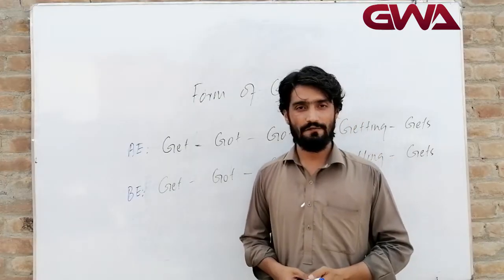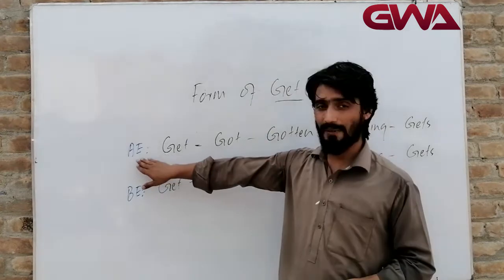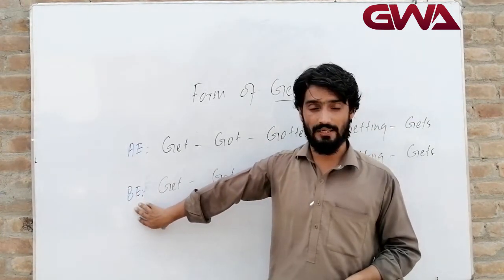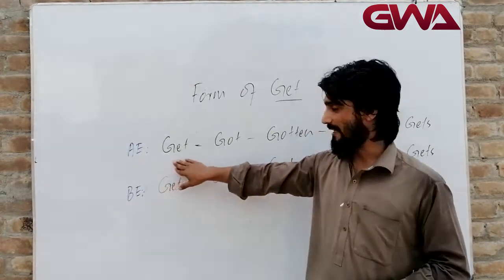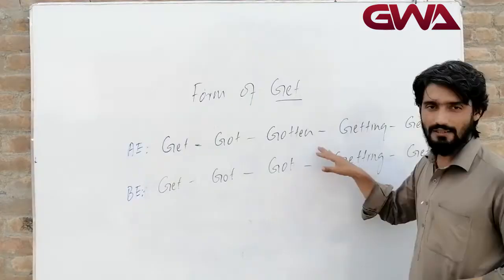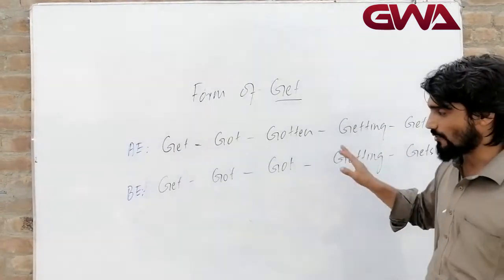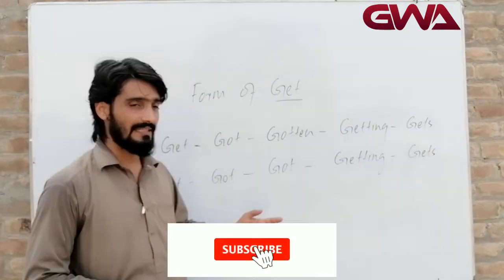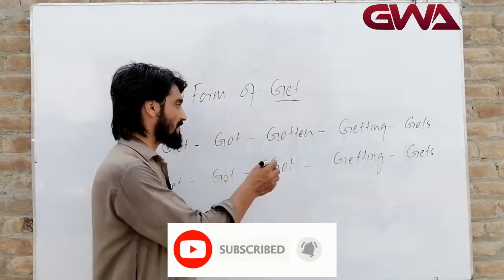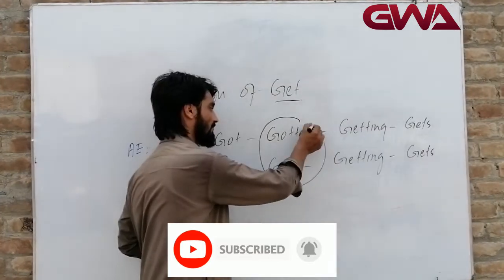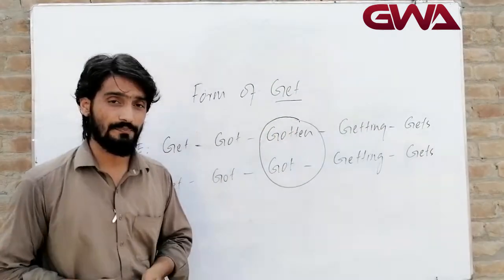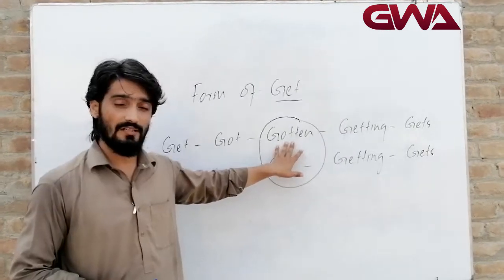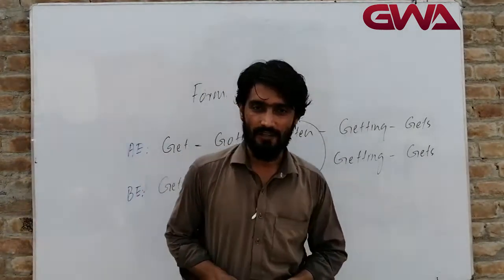Let's study the forms of get in American English and in British English. In American English, we have get, got, gotten, getting, gets. While in British English, we have get, got, getting, gets. The only difference is in the third form as a past participle form. In American, we have gotten, while in British, we have got.